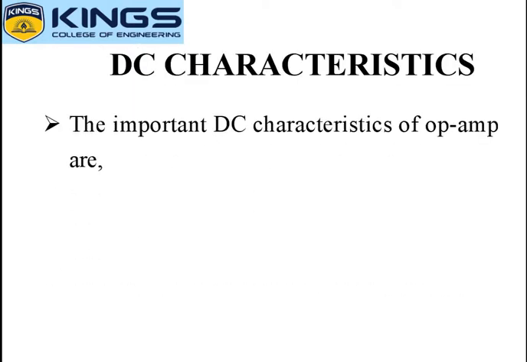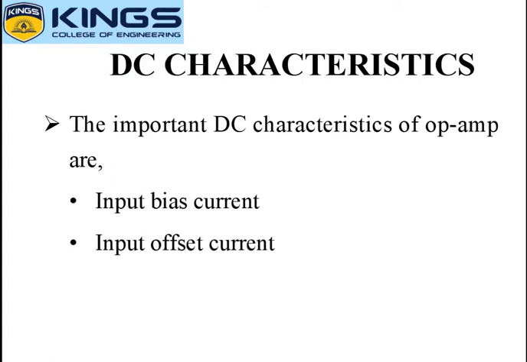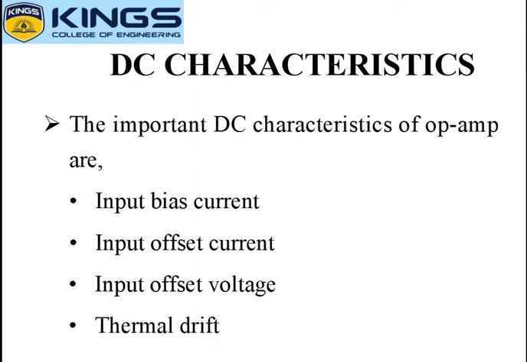The DC characteristics of an op-amp are input bias current, input offset current, input offset voltage, thermal drift. An ideal op-amp draws no current from the source and its response is also independent of temperature. However, the real op-amp does not work this way. The current is taken from the source into the op-amp inputs. Also, the two inputs respond differently to current and voltage due to mismatch in transistor.